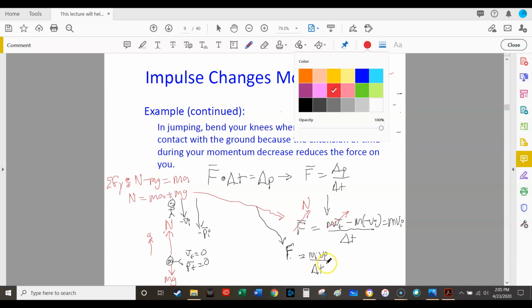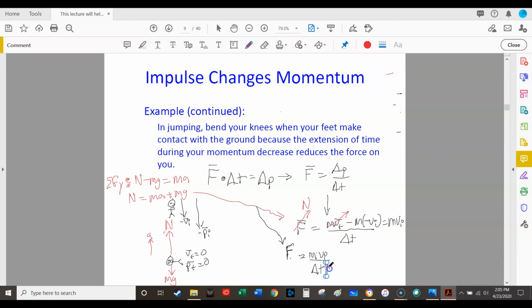is this: if your change in momentum happens over a large period of time, then your force is going to be very small. Your force is going to be small applied to you, right? So this force, which is the normal force, right here, is going to be small, right?